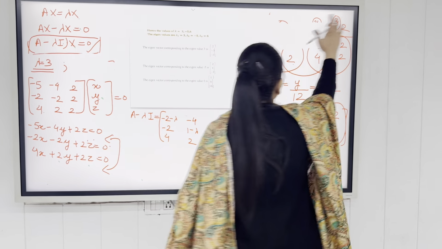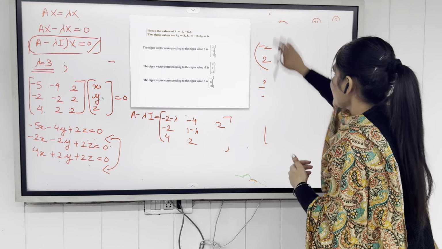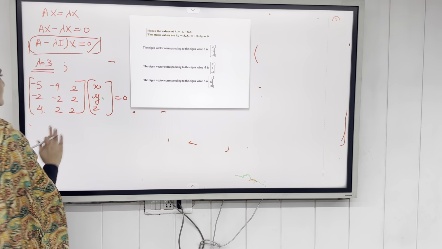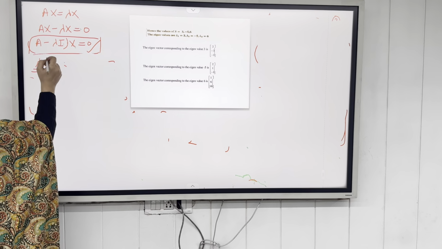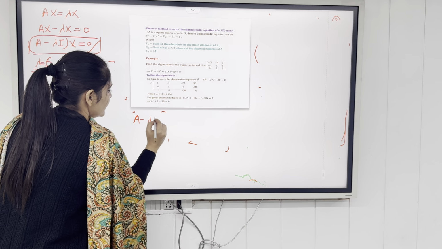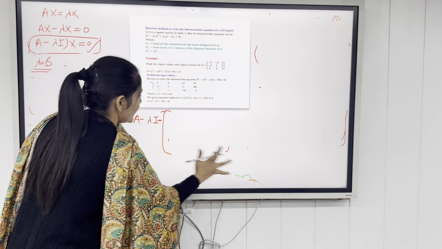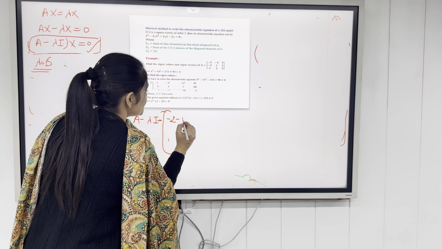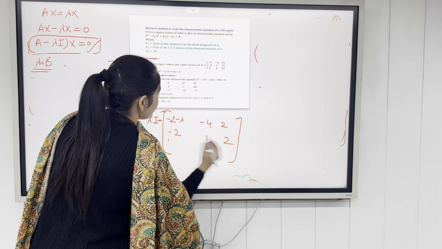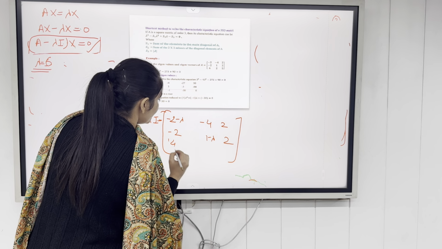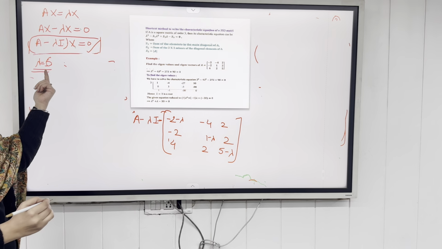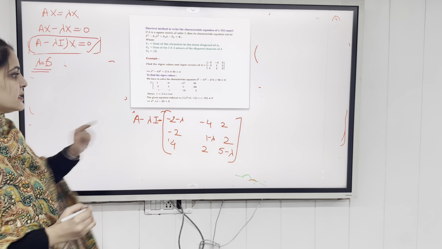I can explain one more here. If we are supposed to calculate the eigenvector corresponding to lambda equal to 6, firstly we have to calculate A minus lambda I. We had already calculated it, I had just erased it. This is minus 2 minus lambda, minus 4 and 2. This is minus 2, 1 and 2. This is 1 minus lambda, this is 4, 2 and 5 minus lambda. Just replace the value lambda equal to 6 here.